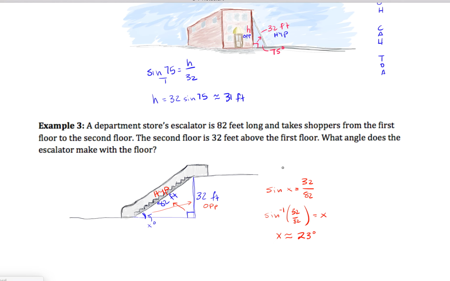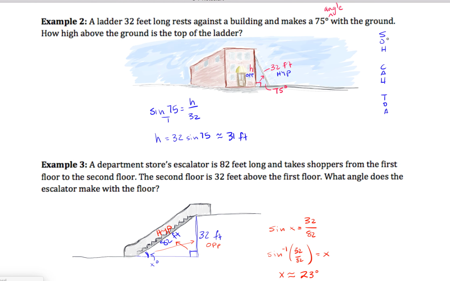So you can see the key to these application problems is, first of all, drawing yourself a picture to give yourself something to look at. Then once you have the parts of the picture labeled, you're going to want to make a judgment about which ratio you could use based on the parts that you either know or that you want to know, whether it's going to be sine because opposite and hypotenuse are involved in that problem, or cosine because the adjacent and the hypotenuse are involved, or tangent because the opposite and the adjacent are the parts that are involved.